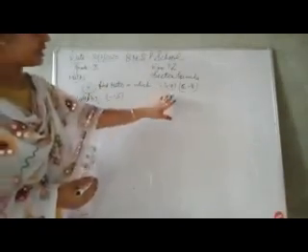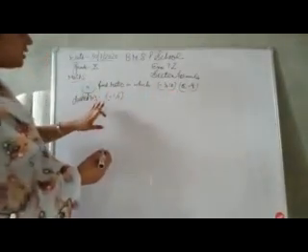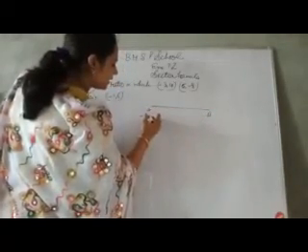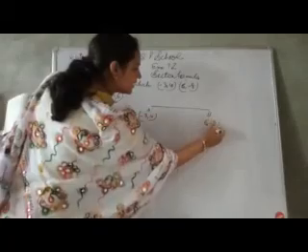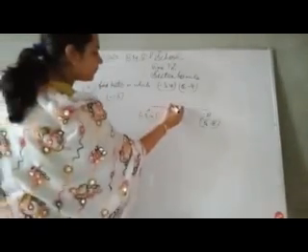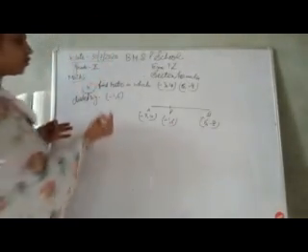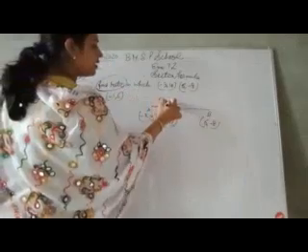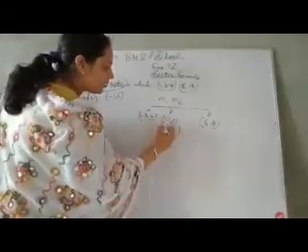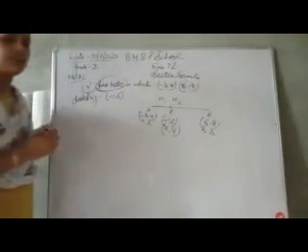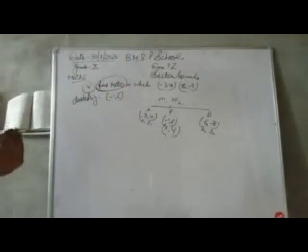Student, in the fourth question, find the ratio in which this line joining is divided by this point. It means the line joining the points minus 3 and 10, 6 and minus 8 is divided by a point P, minus 1 and 6. We have to find out the ratio, m1 ratio m2. Okay, this is capital X and capital Y. This is x1, y1, x2, y2.